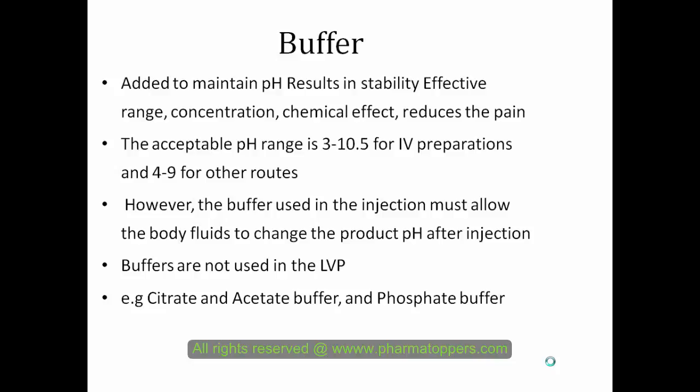What is meant by buffer? A buffer resists the change in pH of the solution, and it is also useful for increasing the stability of the product. The common uses of buffers are enhancing the stability of the drug, physiological compatibility, and enhancing the physiological activity of the drug. However, the buffer used for injection must allow the body fluid to change the product pH after injection. Buffers are not used in large volume parenterals. Examples of buffers are citrate buffer, acetate buffer, and phosphate buffer.